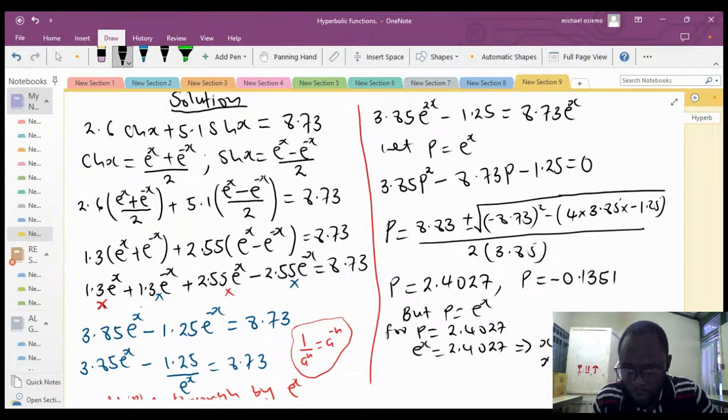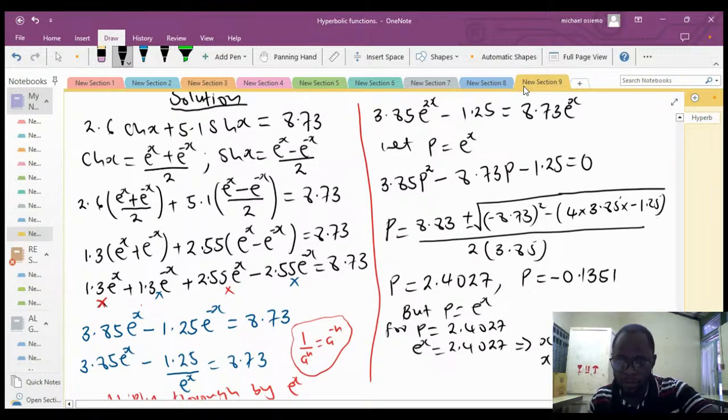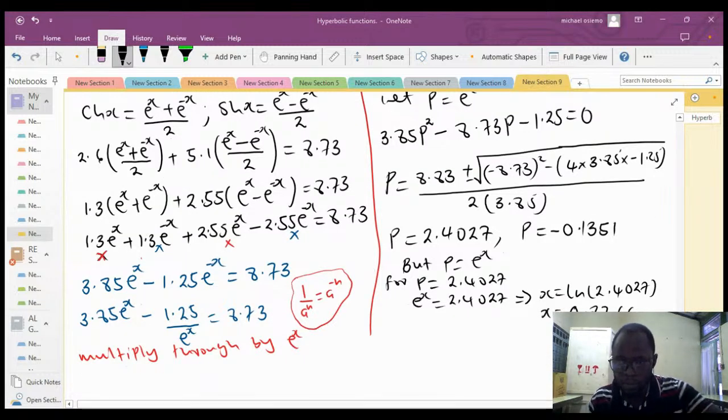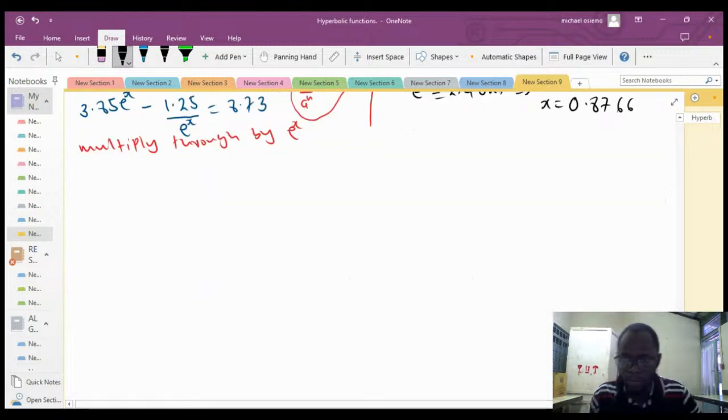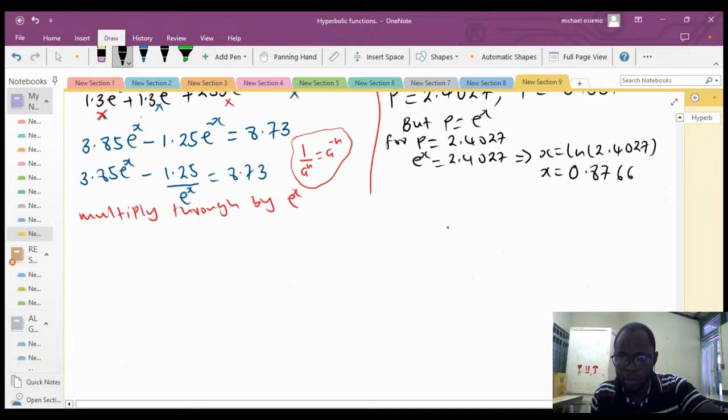So x equals ln of 2.4027, which is 0.8766. So that will be the value of x.